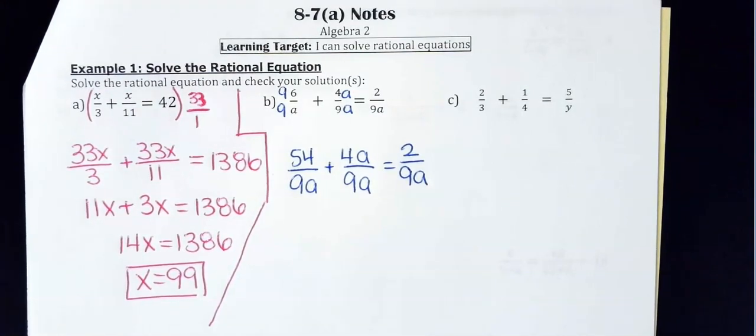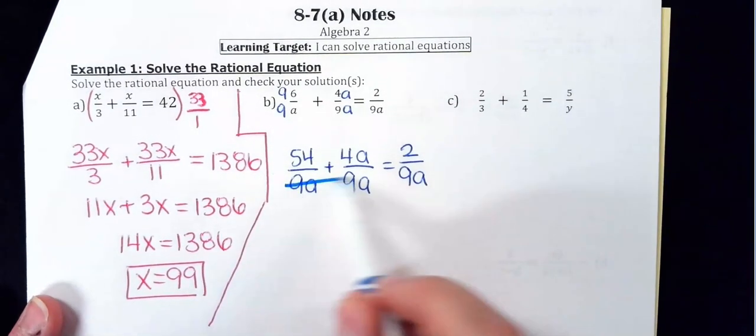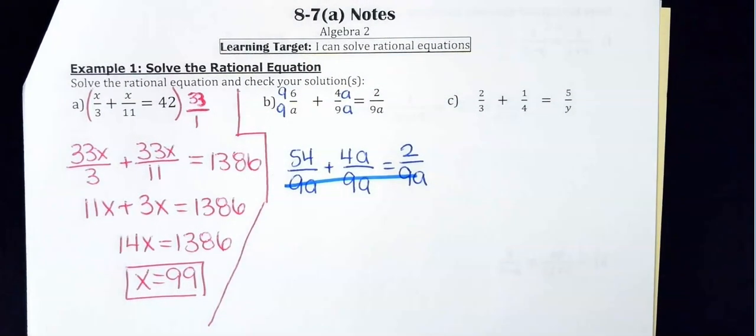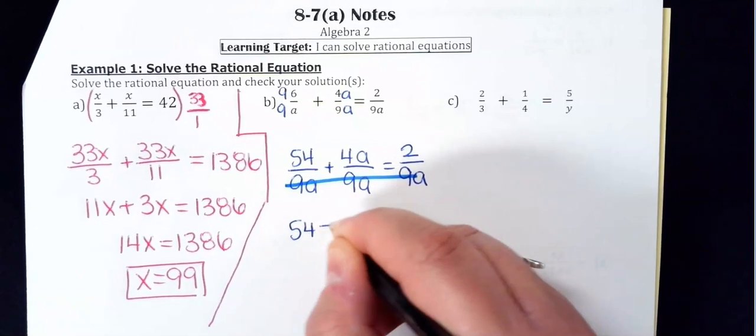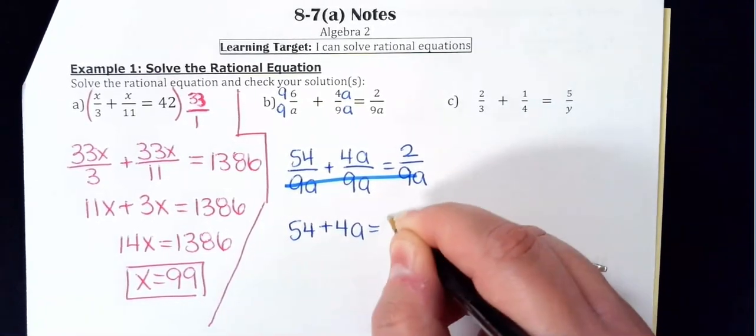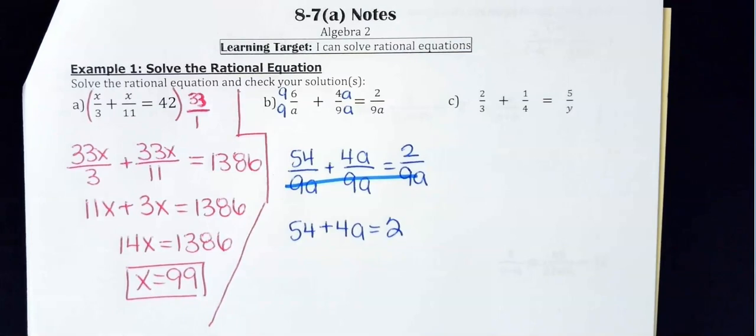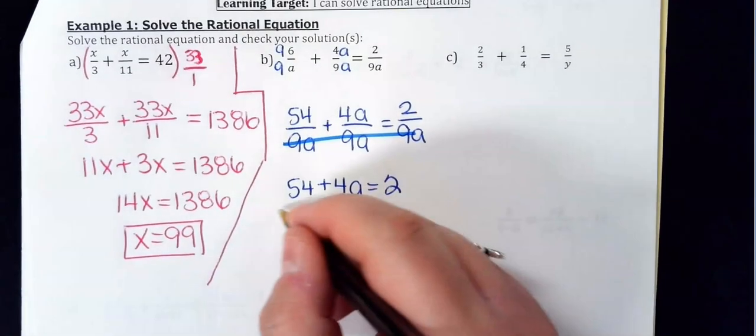Now, all these fractions have a common denominator. If you make all the denominators equal to each other, which they are here, you can literally just cross them out. If all the denominators are equal, all the numerators have to be equal. So really the equation you're going to solve there would just be 54 plus 4a equals 2. And that's it. And we'll just solve that real quick. Subtract 54.